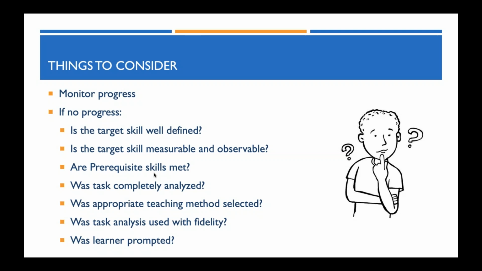Also think about what the appropriate teaching methods selected to teach are. So maybe you need to use forward chaining or backward chaining, and you really need to modify what type of chaining procedures you're using, what type of prompts you're using. Also, was the task analysis used with fidelity? Or if there are multiple people implementing the task analysis, is everyone doing it consistently? Are they doing it correctly?